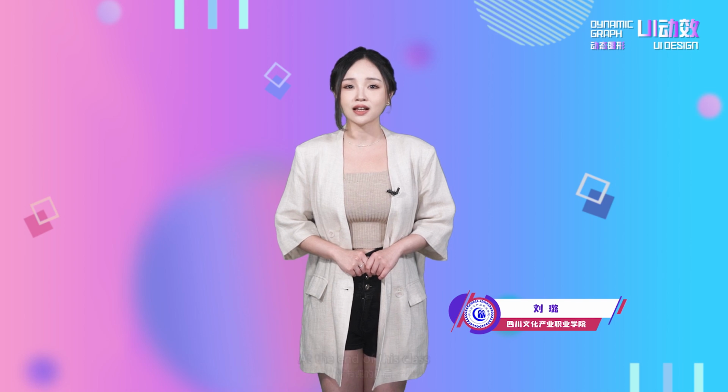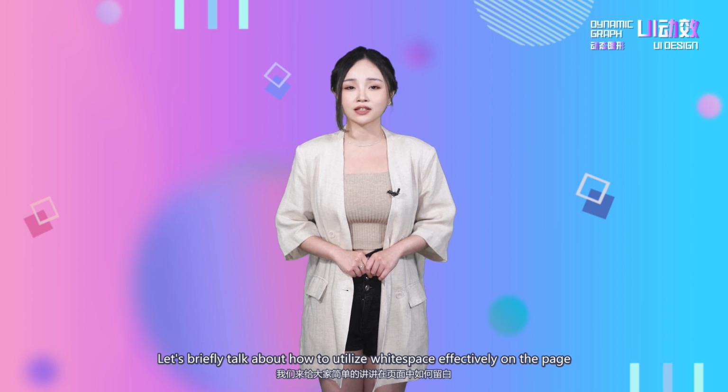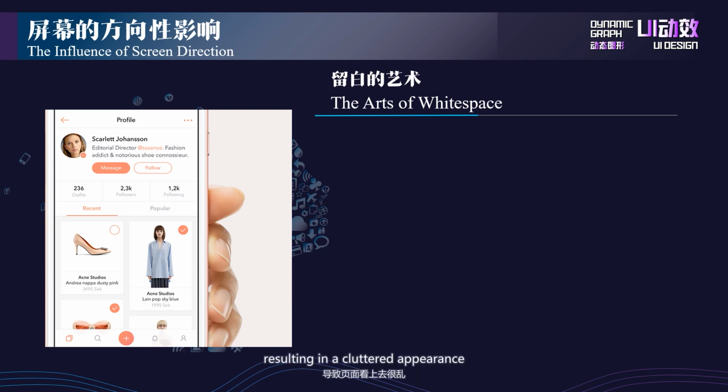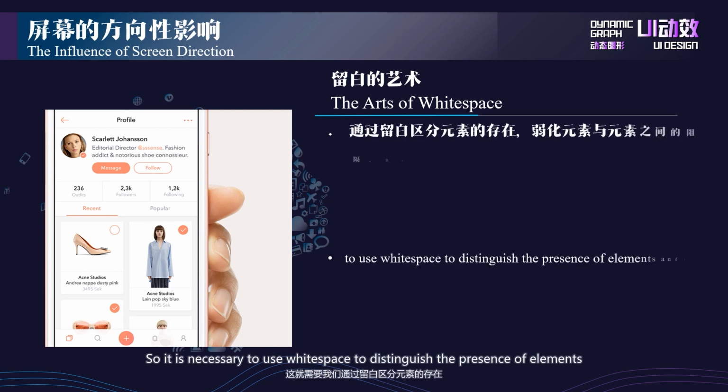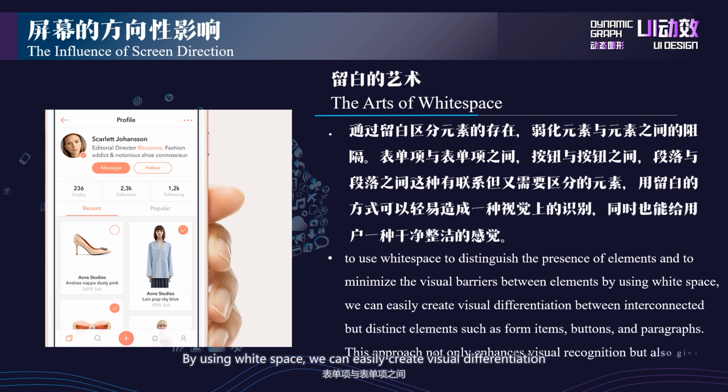At the end of this class, let's briefly talk about how to utilize white space effectively on a page. Sometimes people tend to overcrowd a web page by adding too much content onto a single page, resulting in a cluttered appearance. So it is necessary to use white space to distinguish the presence of elements and to minimize the visual barriers between elements. By using white space, we can easily create visual differentiation between interconnected but distinct elements, such as form items, buttons, and paragraphs. This approach not only enhances visual recognition but also gives users a sense of cleanliness and tidiness.